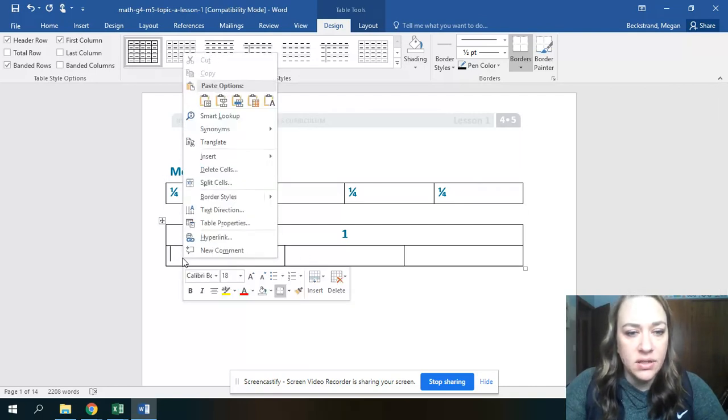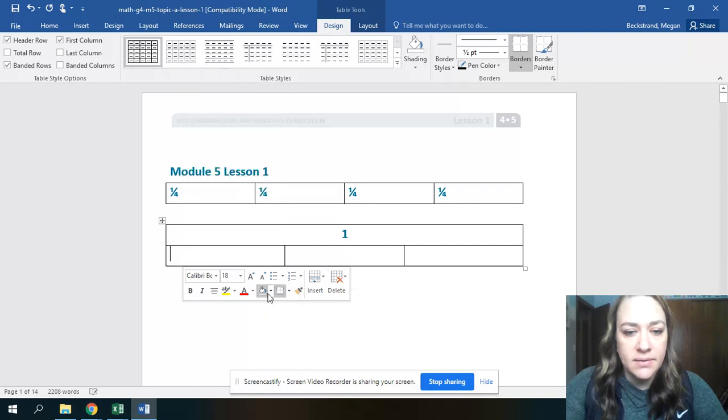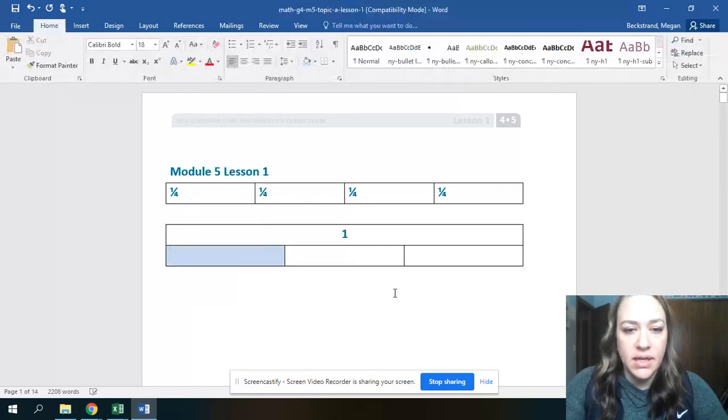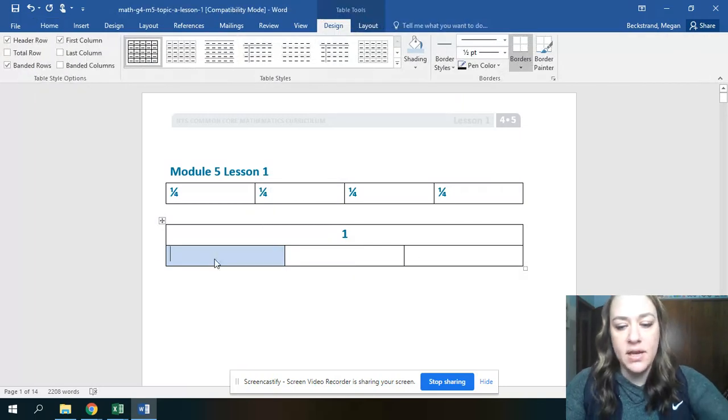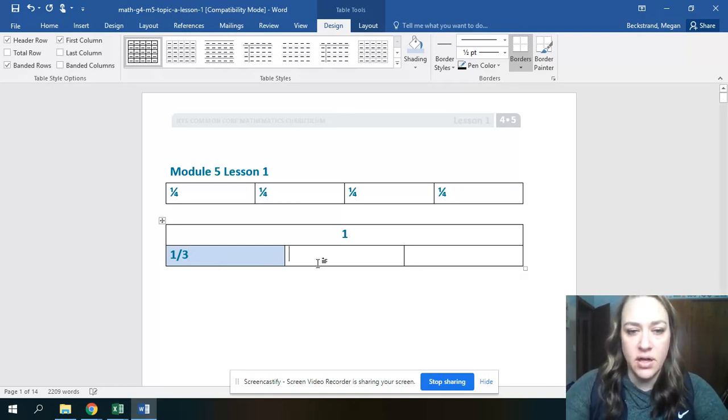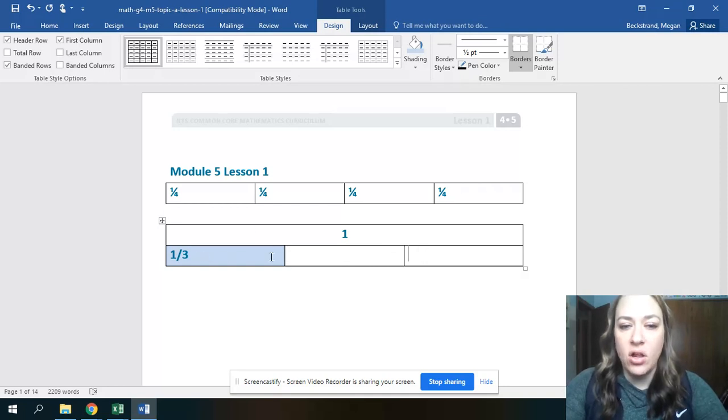So if I wanted to fill this or shade in this section, then that would mean I only have that much of the whole. So I would say I have 1/3 of the whole because the other 2 are not shaded. So I don't have that amount. If I had all of that shaded in, then I would have the same amount as 1 whole.